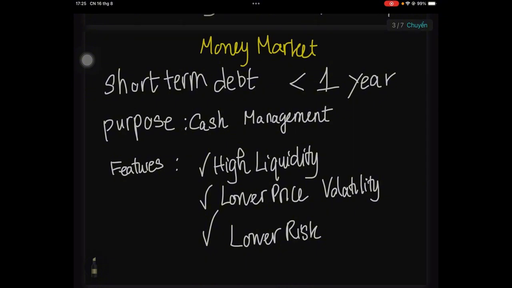So let's begin with the money market. The money market is used for short-term borrowing and lending. The securities traded here typically mature in less than 1 year. Why does such a market exist? Because businesses, banks, and governments constantly experience temporary differences between cash inflow and cash outflow.